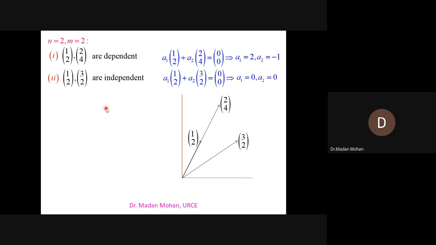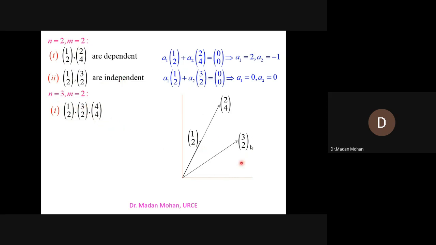Next, n equal to 3, m equal to 2. Now observe, I have taken n equal to 3 now. But the m value 2 means the dimension is 2, but I am taking 3 vectors. First vector, second vector, third vector. Now observe this one. (1, 2), (3, 2) are independent, but (1, 2), (3, 2), (4, 4).